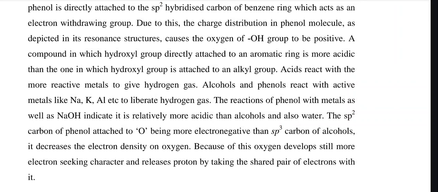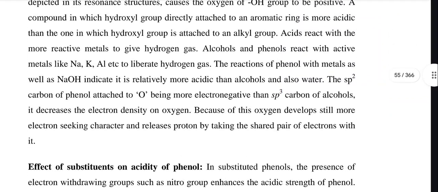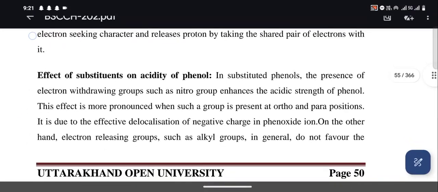The sp2 carbon of phenol attached to O, being more electronegative than the sp3 carbon of alcohol, decreases the electron density of oxygen. Because of this, oxygen shows still more electron seeking character and releases a proton by taking the shared pair of electrons with it.